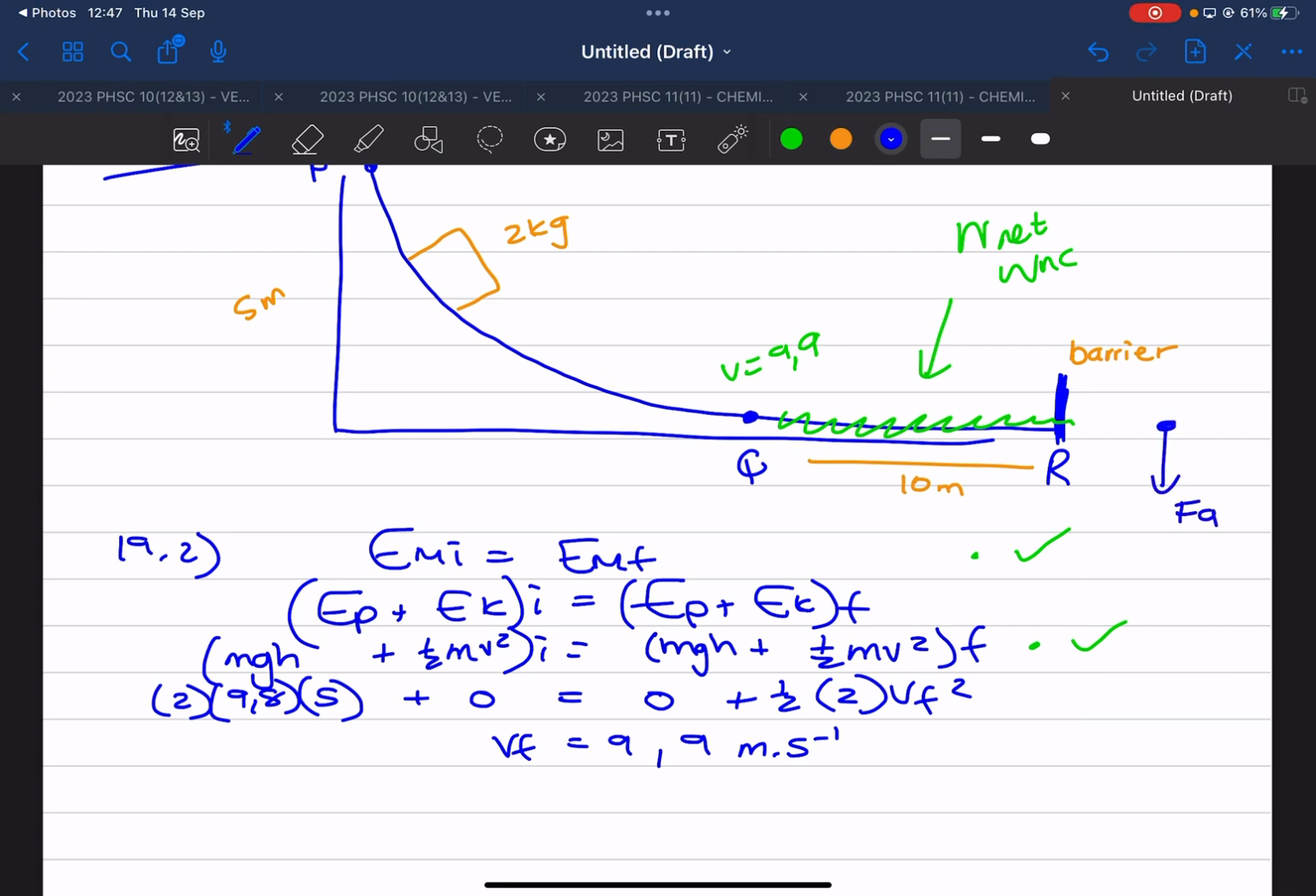Gravitational force towards the center of the earth. Normal force perpendicular to the surface. Do I have an applied force? Niemand stoot hom nie, niemand trek hom nie, hy het nie 'n engine nie. Hy het geen toegepaste krag nie, maar hy het wel wrywing in die teenoorgestelde rigting. And the other thing that I do have is the displacement x.